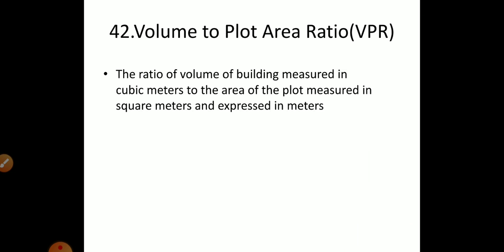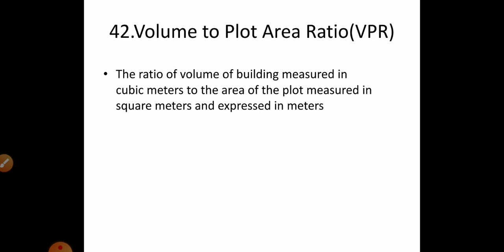And the last part is the volume to plot area ratio. We call it VPR. What is the volume to plot area ratio? The ratio of the volume of a building, measured in cubic meters, to the area of the plot, measured in square meters, and expressed in meters. Once again, it is the ratio of the volume of the building measured in meter cube to the area of the plot measured in meter square, expressed in meters.